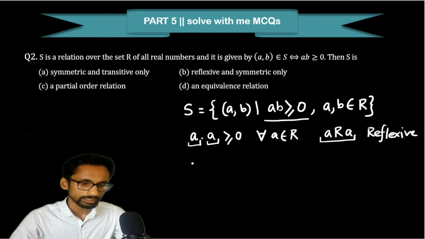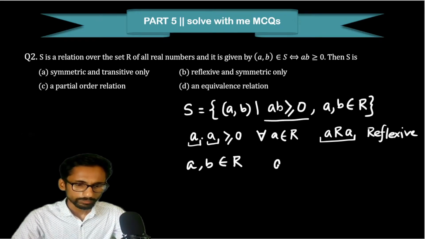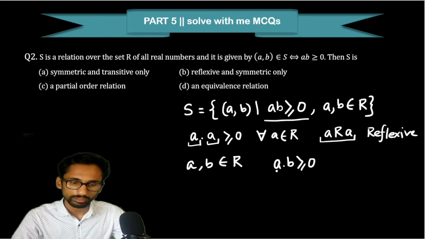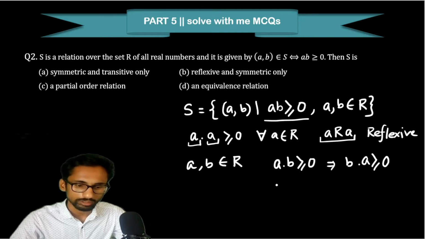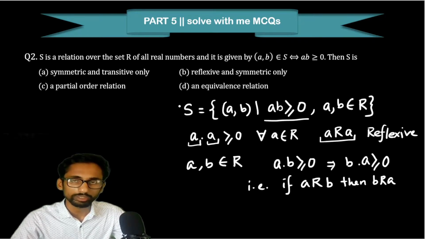To check the symmetric relation, we need to consider two elements from the real number set, or consider two real numbers. If a into b is greater than or equal to 0, it is possible when both a and b are positive or both are negative. Then b into a is also going to be greater than or equal to 0. That is, if a is related to b, then b is also related to a. That means the given relation is symmetric. Now, is it transitive? If it is transitive, then option D will be the correct answer. If it is not, then option B will be the correct answer.